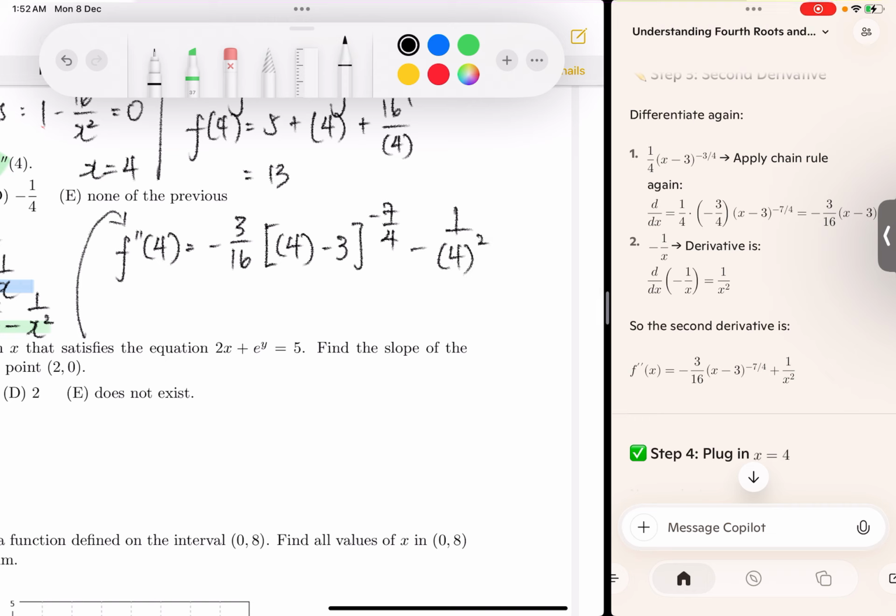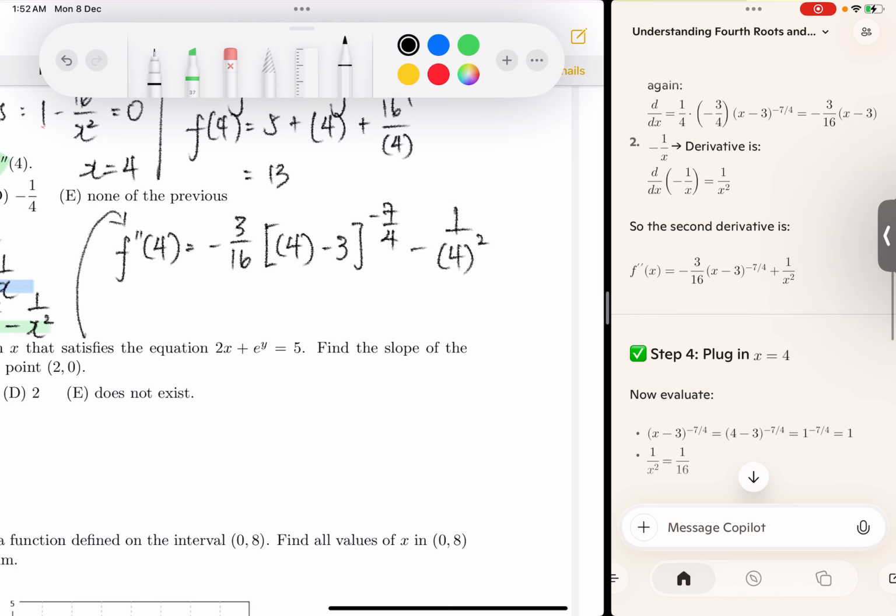Now how the hell am I supposed to answer this in the examination? Let's see, how did it even answer it? Okay, negative 7. Okay, that's pretty good actually.